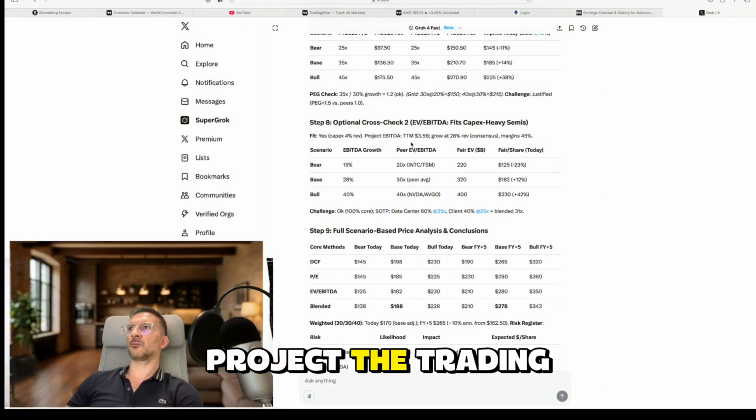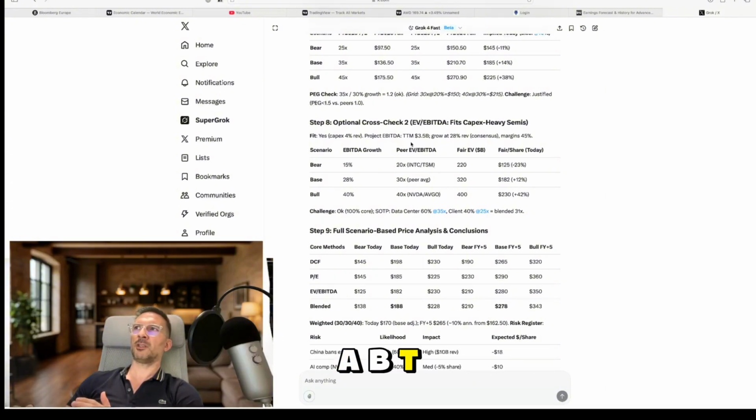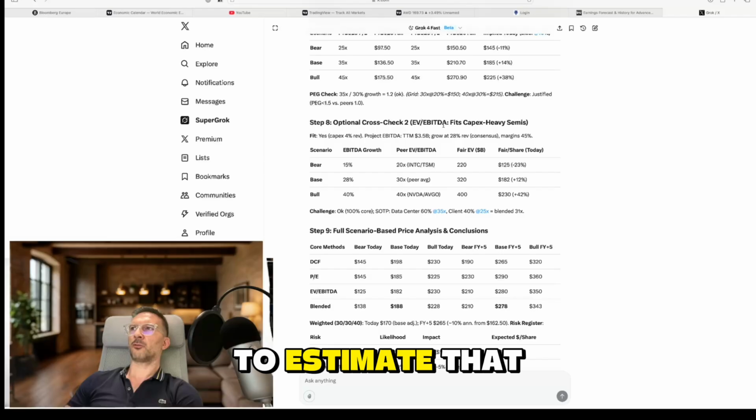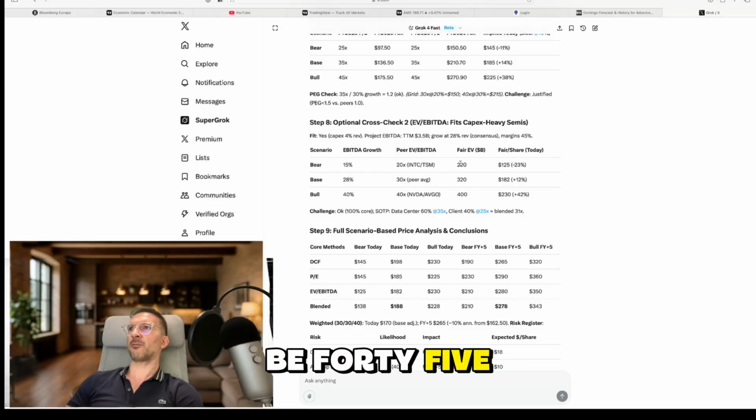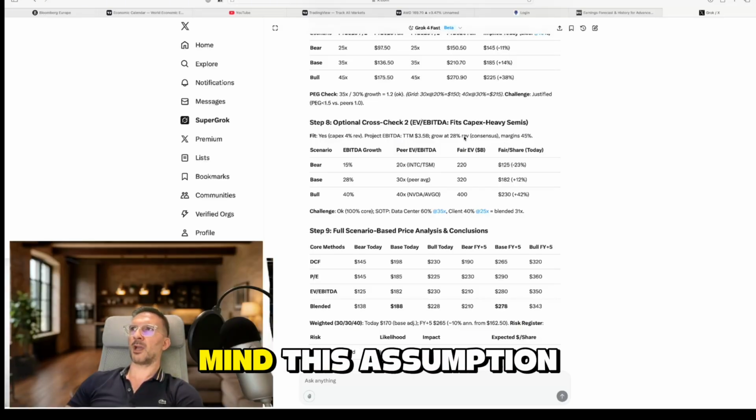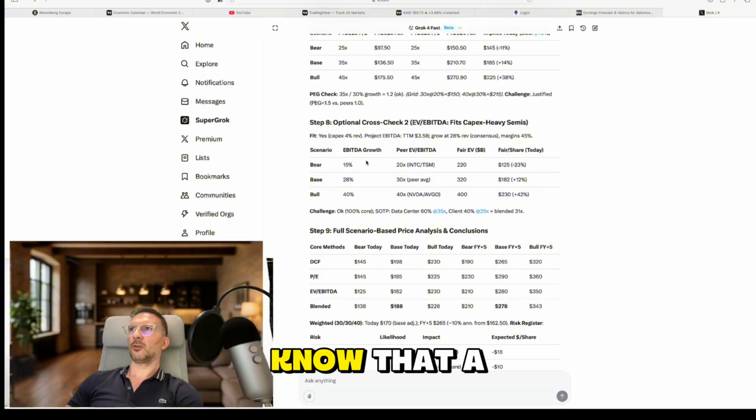So again, you have to project: the trailing 12 months EBITDA is about 3.5 billion, and you have to estimate a growth rate of 28% of revenue. That is basically the consensus, and the margin is going to be 45%. Bearing in mind this assumption, the EBITDA growth on the bear case is 15%, consensus 28%, and the bull case 40%.